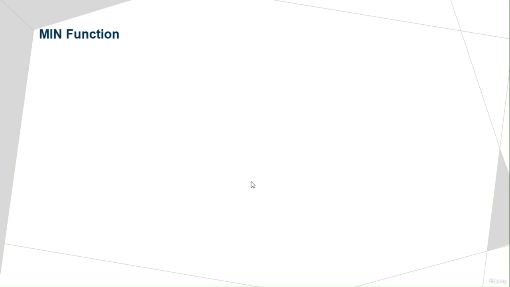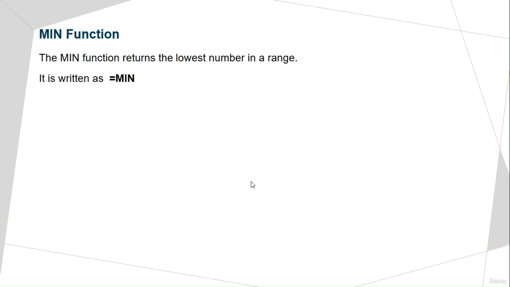For this lesson, we'll be discussing the min function. The min function returns the lowest number in a range. It is written as equals to MIN. This function is straight to the point. It simply returns the minimum number in a range.